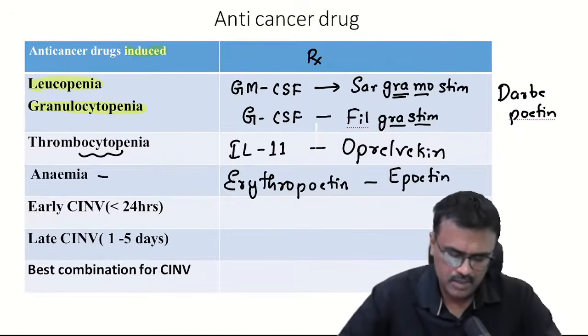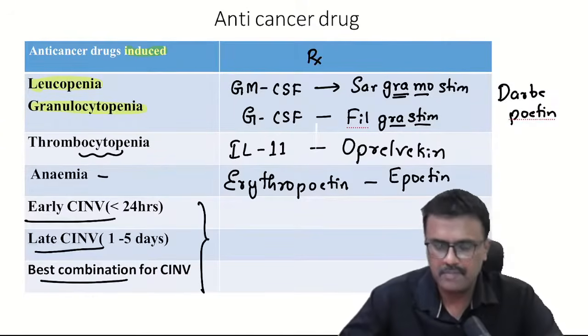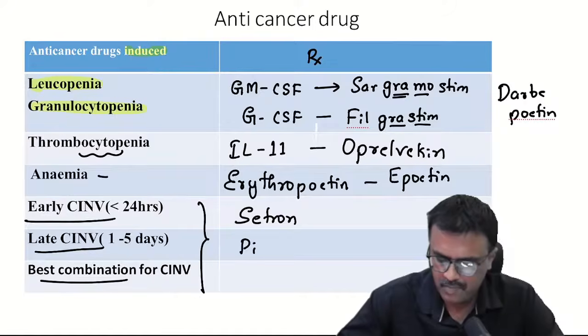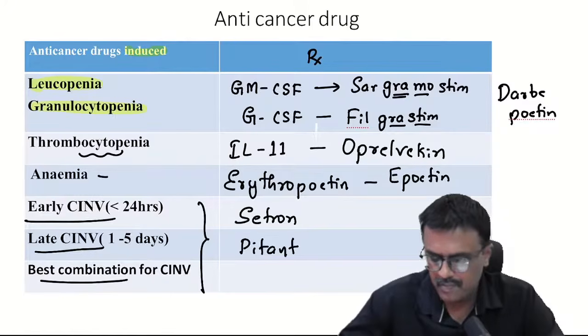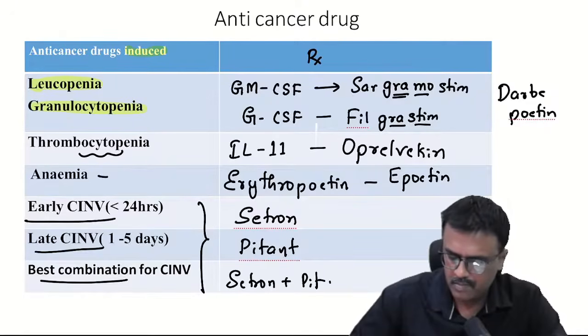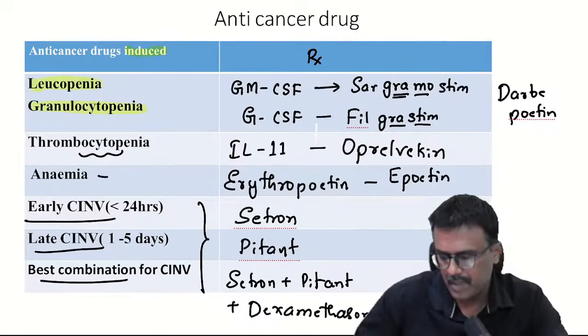Now the next is early CINV and late CINV, the best combination. I think we have discussed that again, so let me repeat this. Setron, pitant, and the best combination is setron plus pitant plus steroid, dexamethasone.